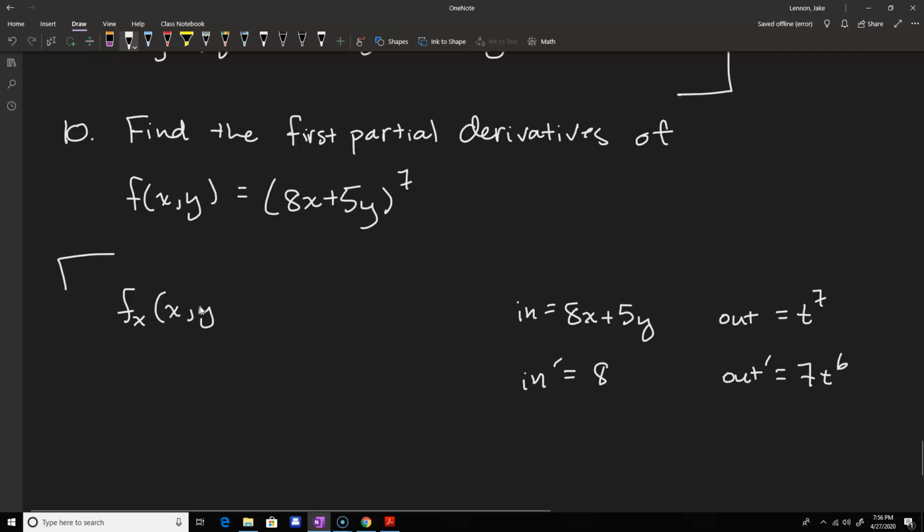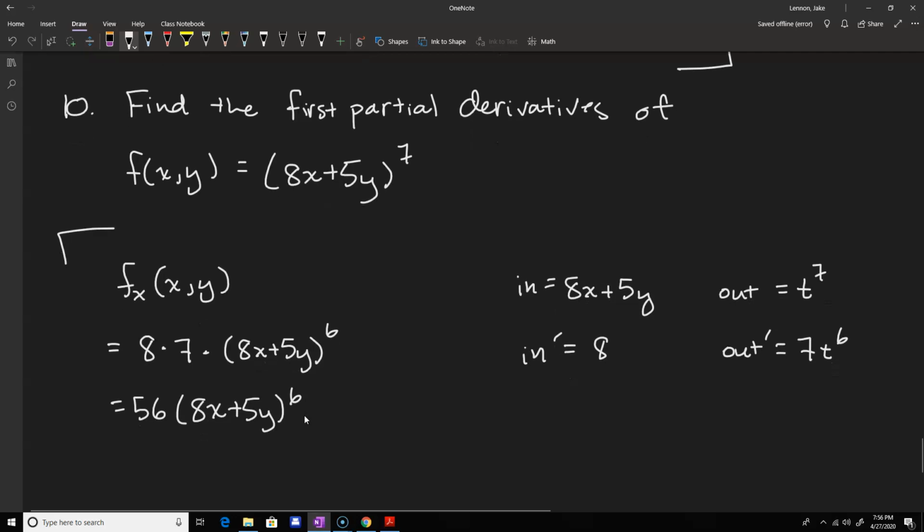So now that we have that, we can find this partial derivative because we multiply in prime by out prime. So we do 8 times 7, and then we change t back to 8x plus 5y. So 8x plus 5y to the 6th. So we end up with our answer, 56 times 8x plus 5y to the 6th. And that's that.